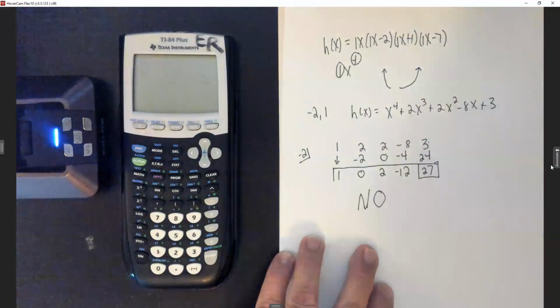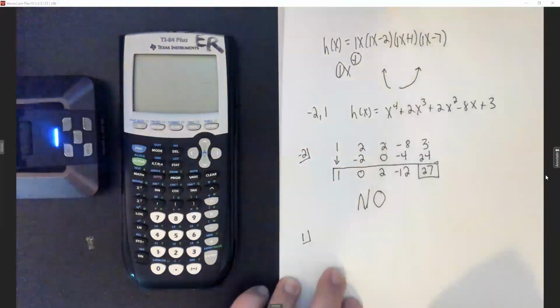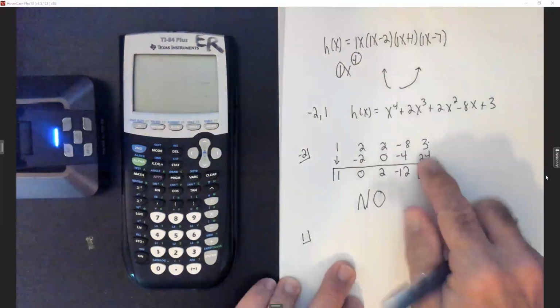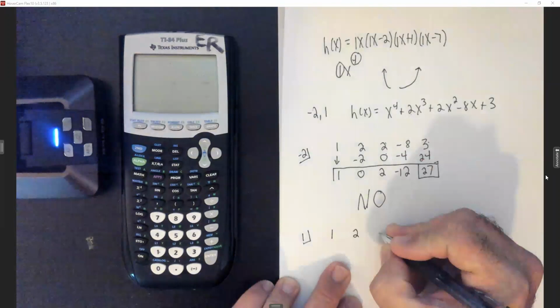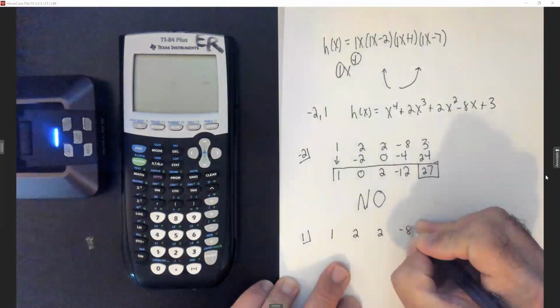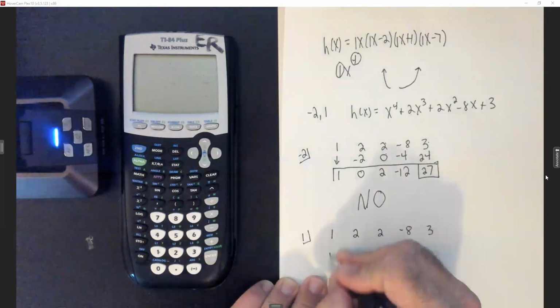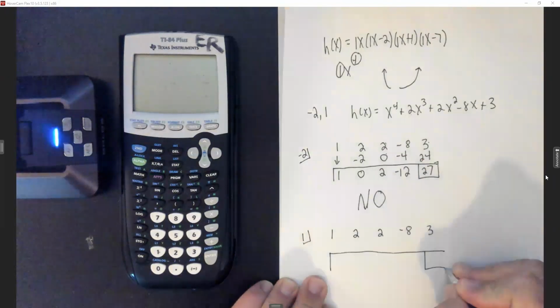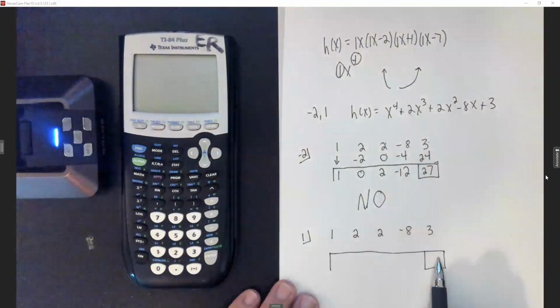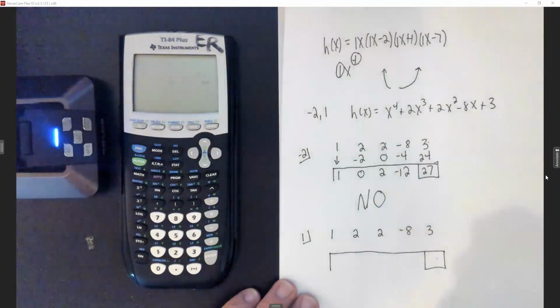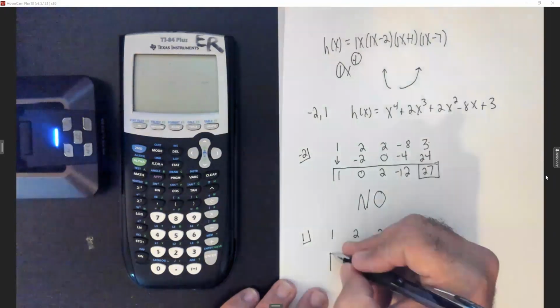So then what I'll do, I'll run the 1, because that was the second number they gave me. All the coefficients will be the same: 1, 2, 2, -8, and 3. So once again, I'm looking for a remainder of 0. It'll be yes. Anything else will be a no. All right, so the first number we bring straight down.